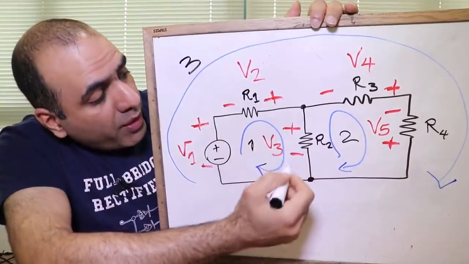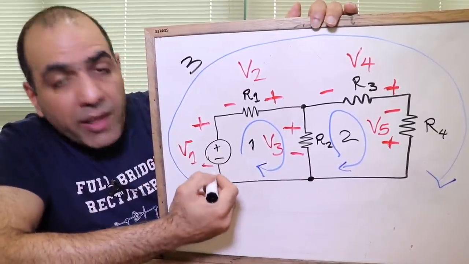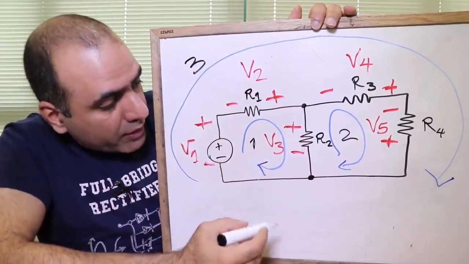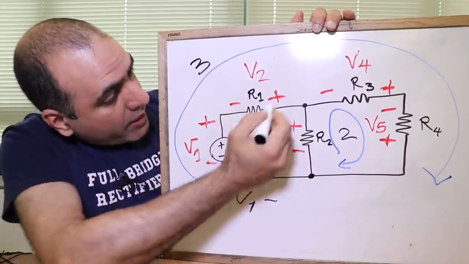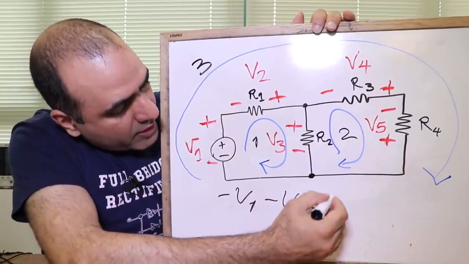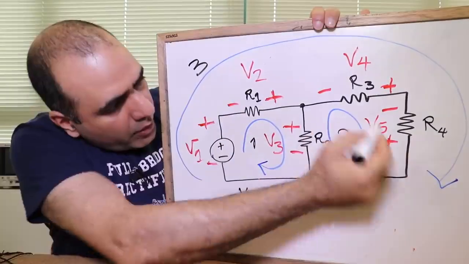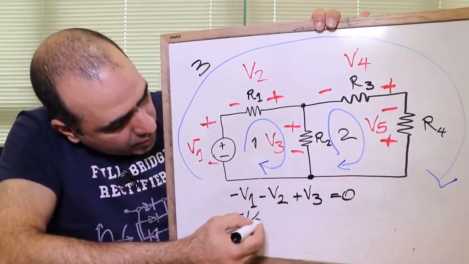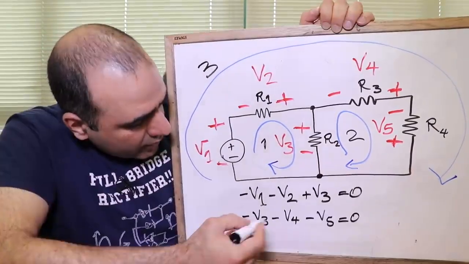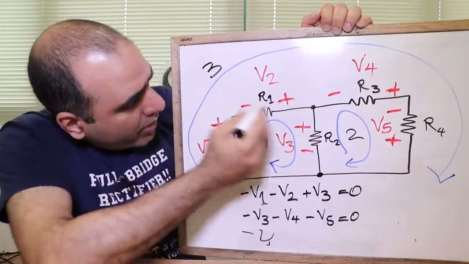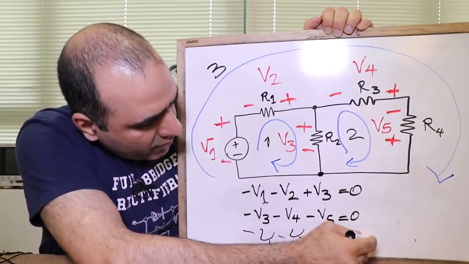Now moving through a loop, if you enter the positive terminal of a component, write a positive voltage for it. And if you enter a negative terminal, write a negative voltage for it. Like here, we enter negative: -V1 - V2 + V3 = 0. And make sure you write all the voltages in that loop. In the next one we have -V3 - V4 - V5 = 0. And in the big loop we have -V1 - V2 - V4 - V5 = 0.